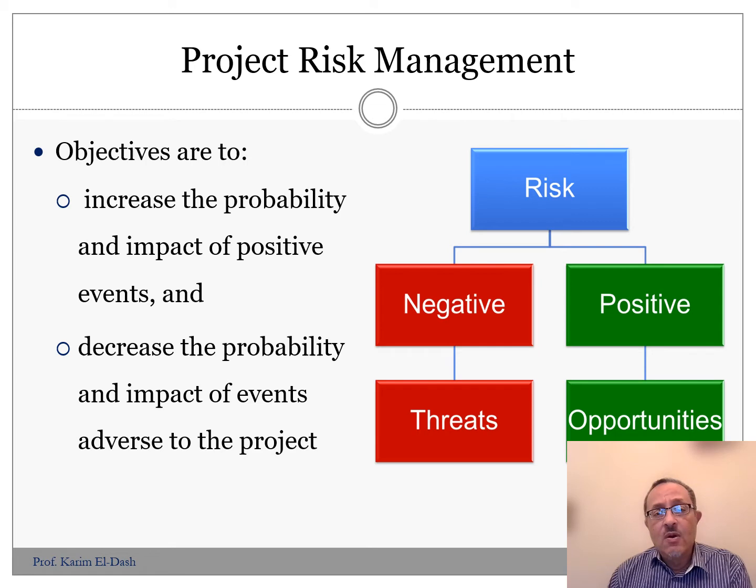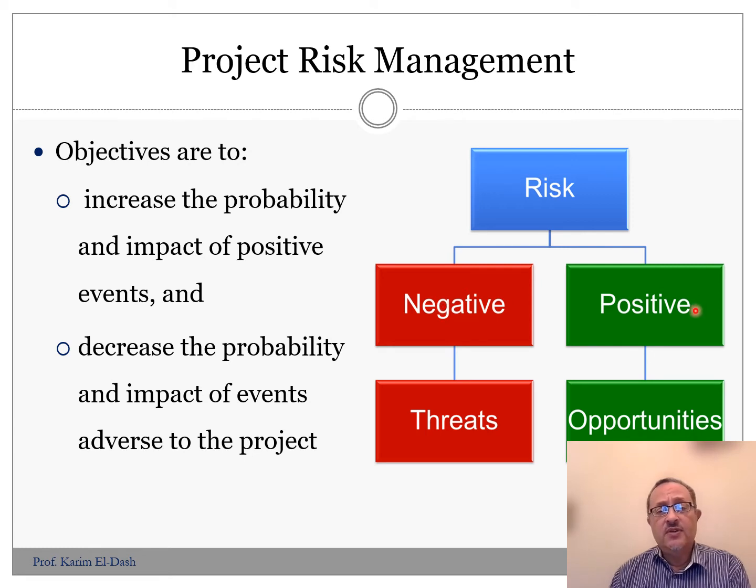So, what is risk management? It is simply to increase the probability and impact of a positive event and to decrease the probability and impact of a negative risk. So what is positive risk? What is negative risk? Do we have positive risk? Usually we have only negative risk.